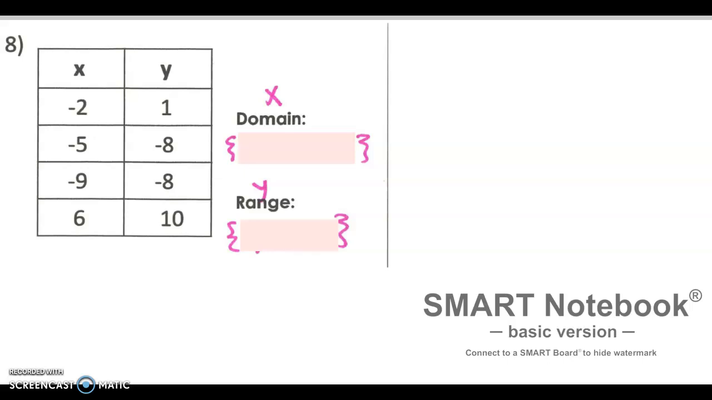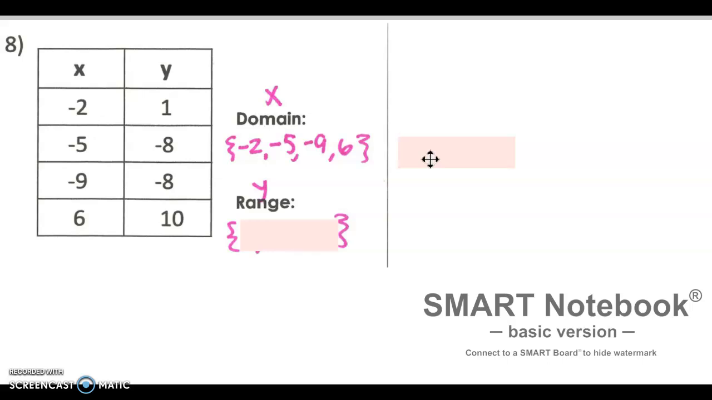All right, this next one we're going to look at a table. So when you're looking for the domain from a table, this is discrete. So we're just going to list all of our x values in a list. So again, in brackets, we're going to go through and you list all your x values. So -2, -5, -9, 6. Those are all of the possible inputs here. So those are all of the values in the domain.